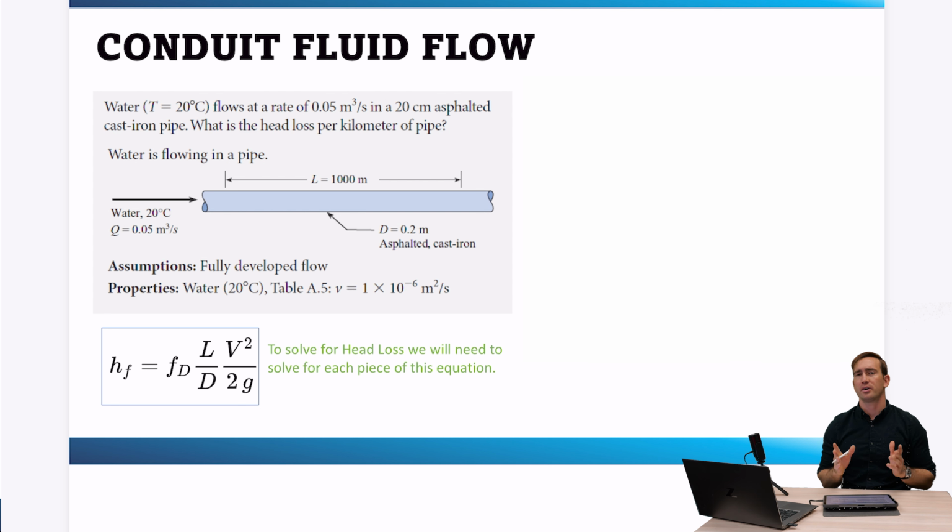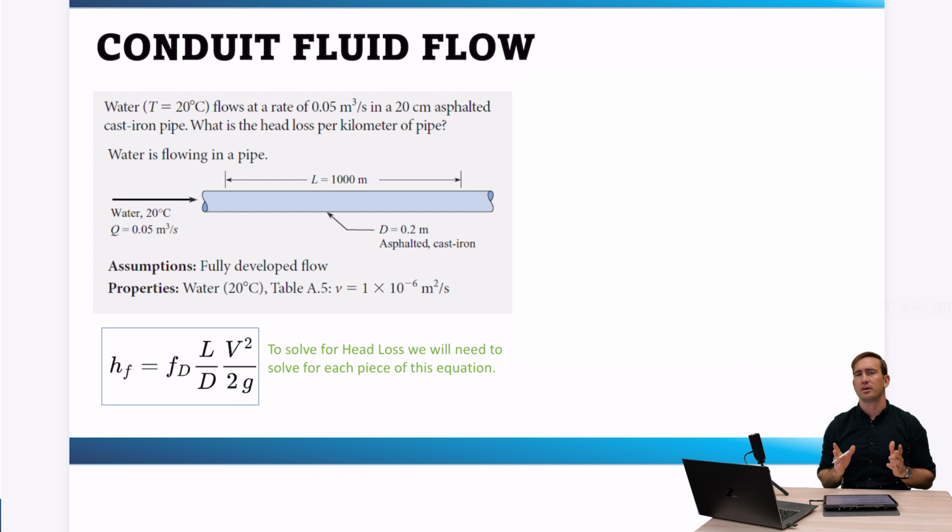We're given the material, which is asphalted cast iron, and we're asked to solve for the head loss per kilometer of pipe. I think sometimes this throws students off, but essentially all we're trying to do here is take the base length of 1,000, find the head loss for that, and that means that every 1,000 meters of pipe, we're going to have this much head loss.